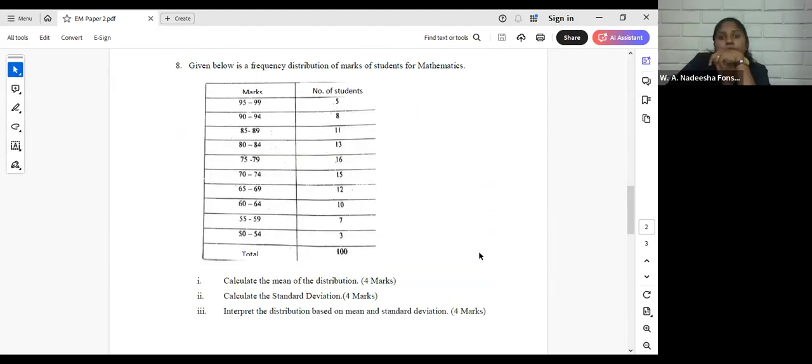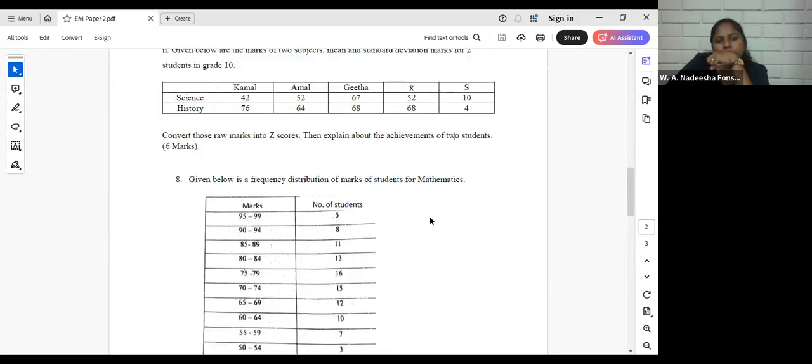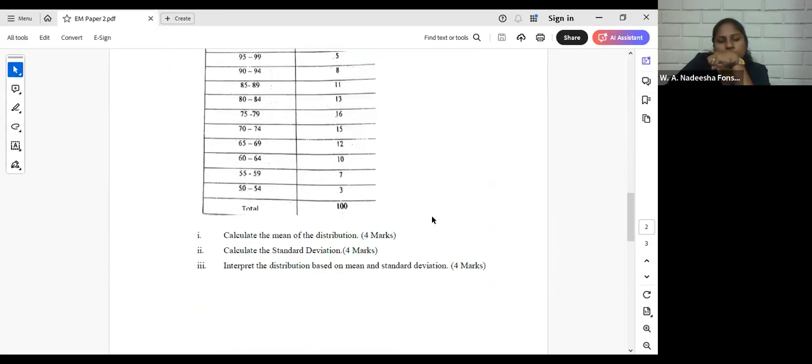Then given below is a frequency distribution table. Then calculate the mean and standard deviation. Interpret the distribution based on the mean and standard deviation.